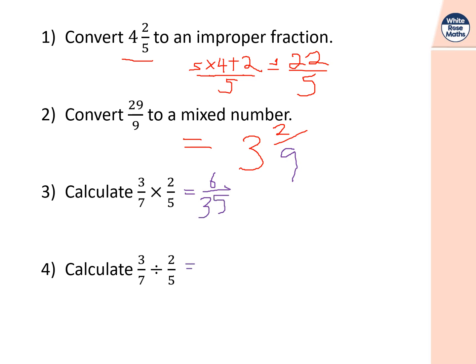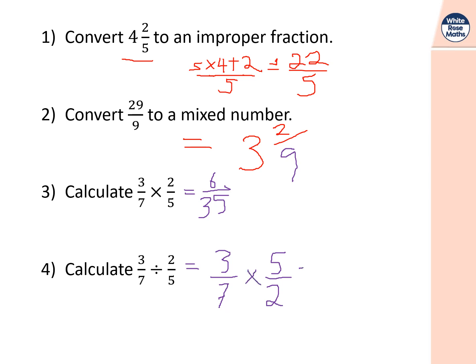Question number 4, dividing fractions. I call it the KFC method. So the keep, flip, change. You keep the first fraction, you flip the second. So you are taking the reciprocal, you are inverting it. So you're swapping top and bottom, and then you change the sign to a multiplication.